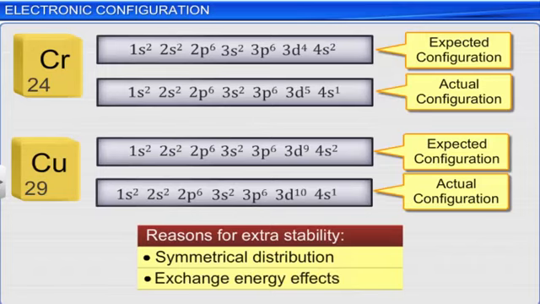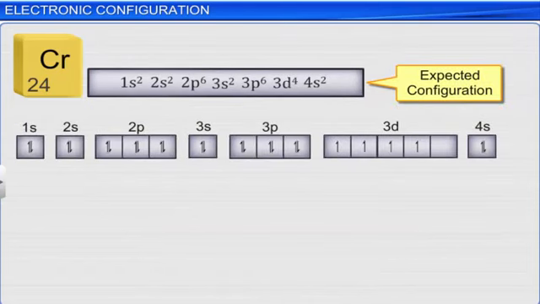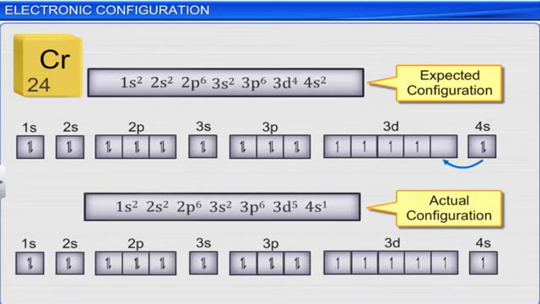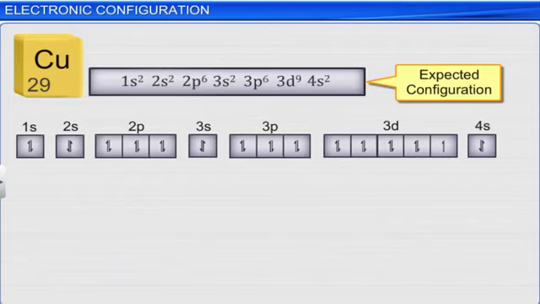From the expected electronic configuration of chromium, if one of the 4s electrons shifts to the vacant 3d orbital, the distribution of the electrons will become more symmetrical, and this will impart extra stability. Similarly, in the expected electronic configuration of copper, if one electron from the lower energy 4s orbital is shifted to the higher energy 3d orbital, it will make the distribution of electrons symmetrical and hence will impart more stability.